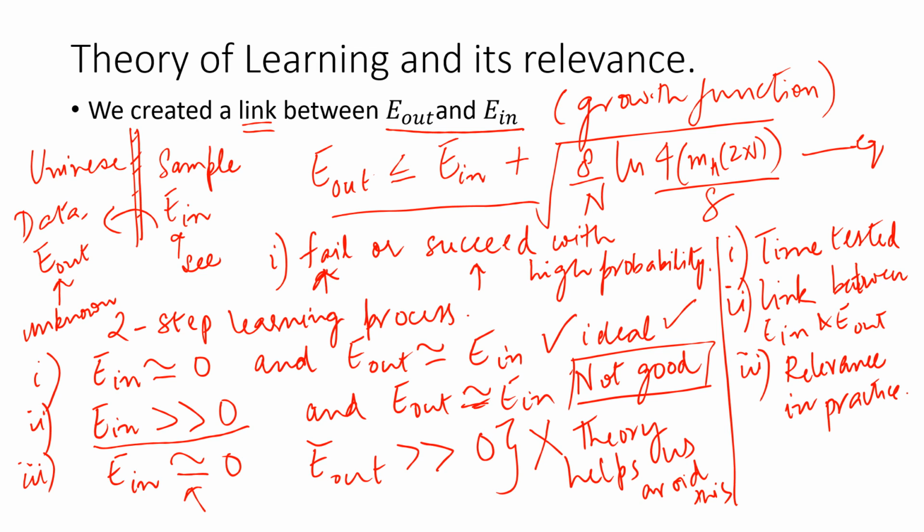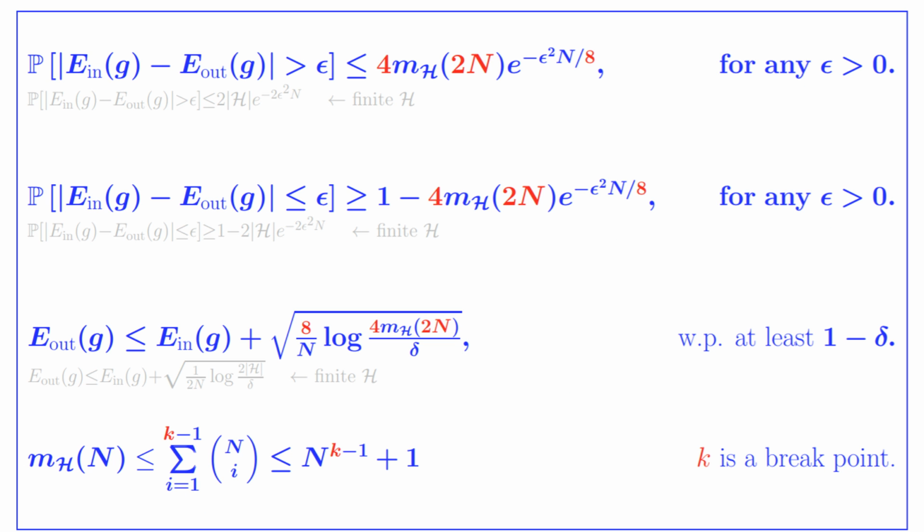Okay, so these are some of the benefits. This is the theory of learning and its relevance essentially. Moving on, let's look at the formula that we derived and how it is useful, what role it is going to play depending on the size of my data set and the number of points in my data set. This is what we looked at last time. So this was our basic equation for probability, good and bad, both cases.